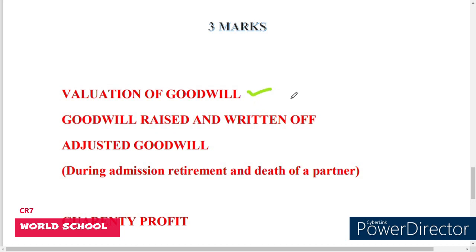So valuation based questions will be asked for 3 marks. Definitely one 3-mark question will come. And goodwill raised and written off, whether it is immediately or that kind of thing. So definitely valuation and calculation of goodwill also.